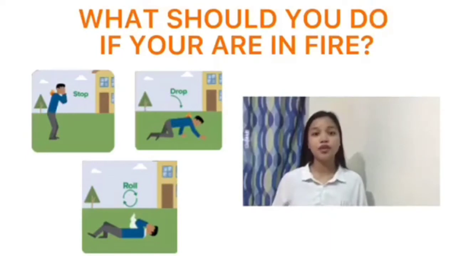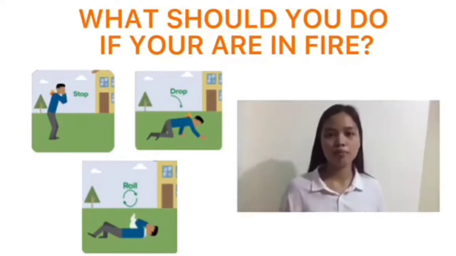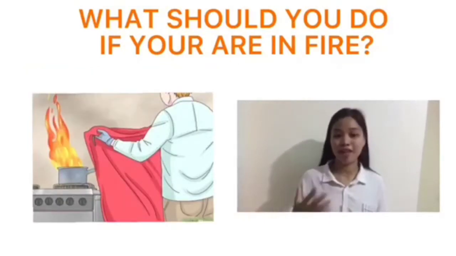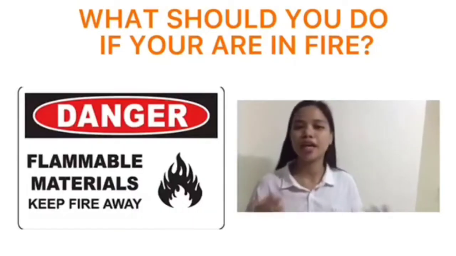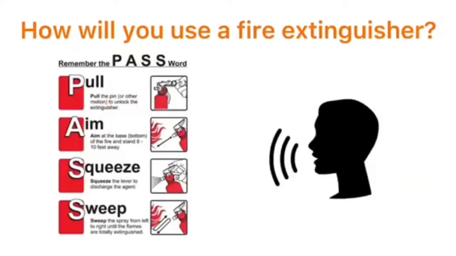What should you do if you are on fire? First, stop, drop, cover, and roll. Second, smother the flames with a blanket. And last, move away from the heat source. What is a fire extinguisher? A fire extinguisher is an active fire protection device used to extinguish or control small fires, often in an emergency situation. When using a fire extinguisher, always remember PASS.